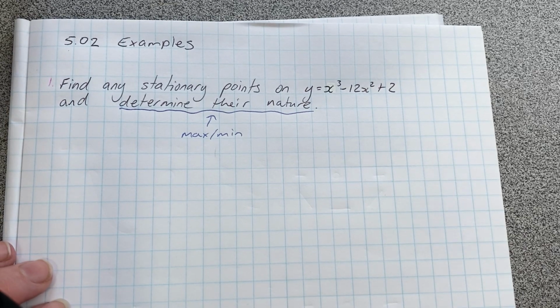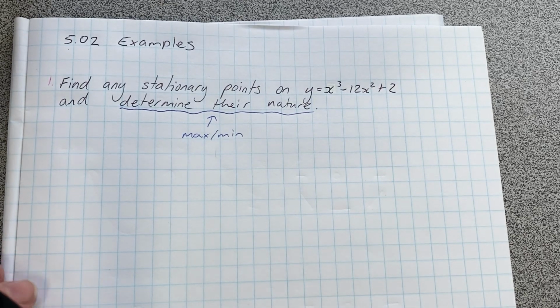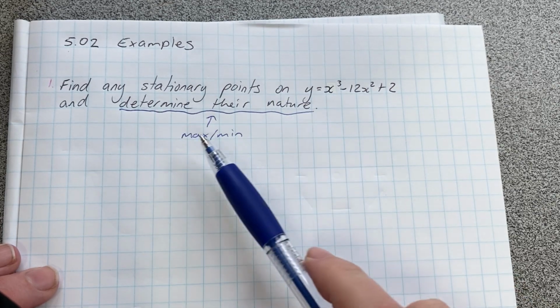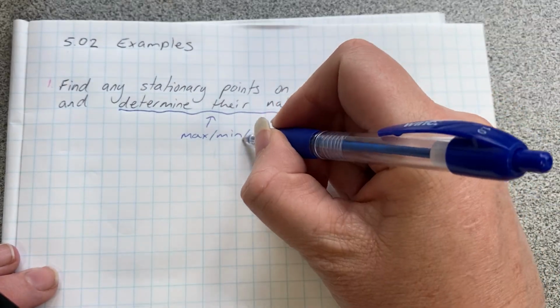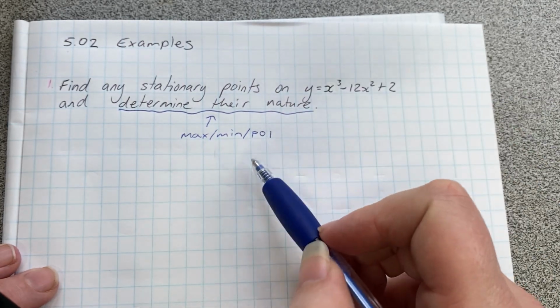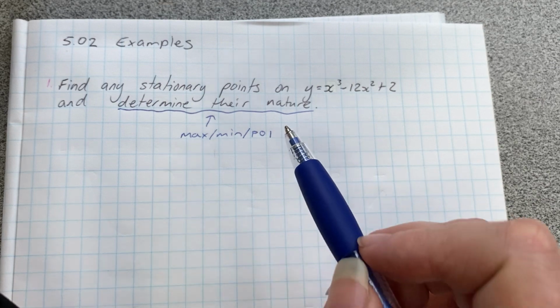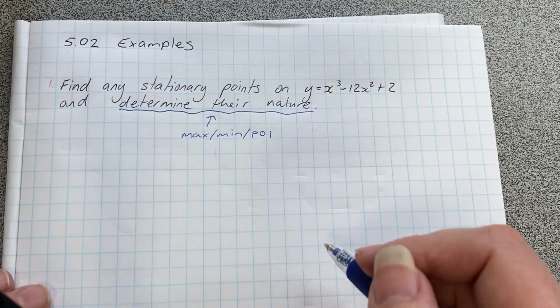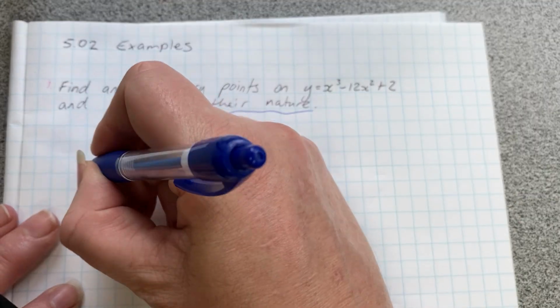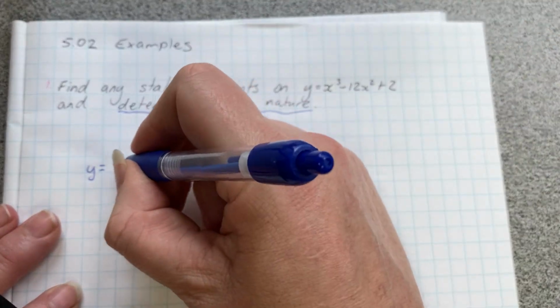Here's an example about stationary points and the nature of the stationary point. When it says determine their nature, we really want to know, is it a maximum, is it a minimum, or is it a possible point of inflection? I say possible point of inflection for a reason, and we will come back to points of inflection later. So the first thing we need to do to find a stationary point is to differentiate the function.